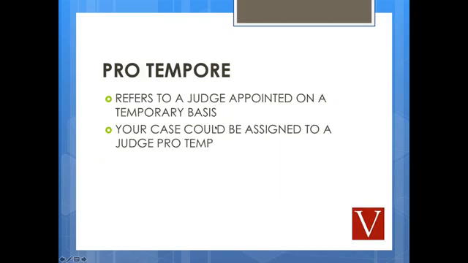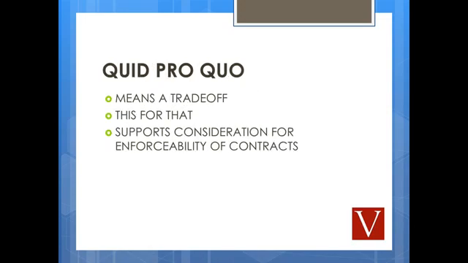Okay, next one is pro tempore. Pro temp, I think that we call it pro temp, or pro tem, sometimes you hear it. Refers to a judge that's appointed on a temporary basis. Keyword here, temp, temporary. Are you catching on to the little tips here? Temporary basis. So your judge could be assigned as a judge pro temp. There you go. Easy, right? Quid pro quo. This essentially means a trade-off.